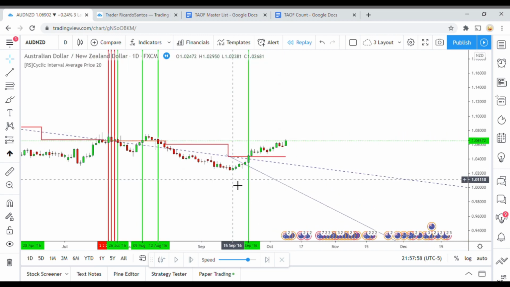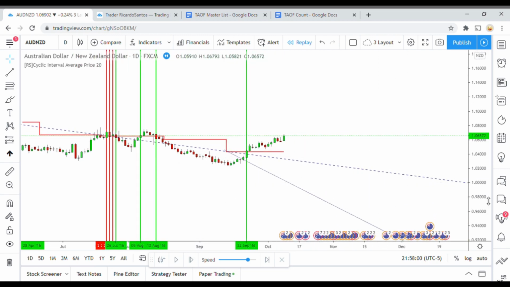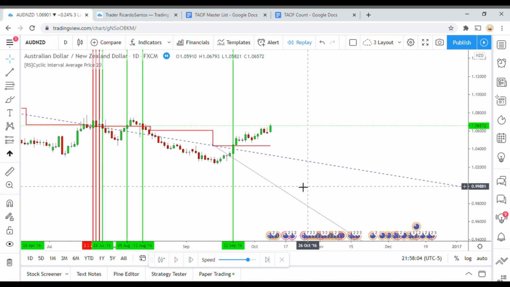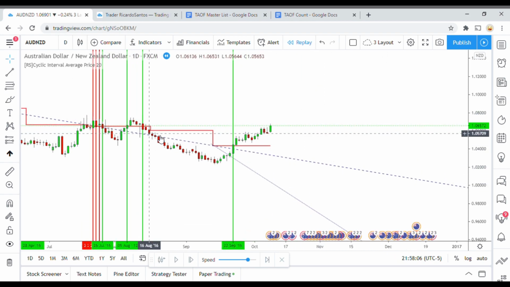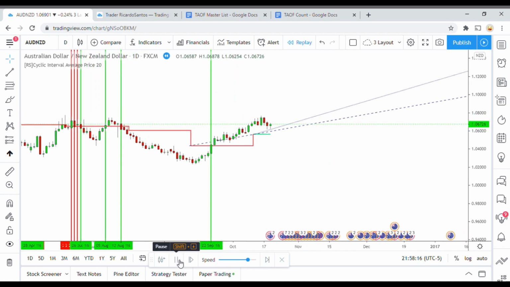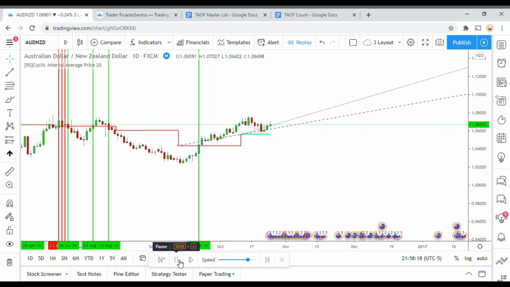This might be something for all of you viewers out there. Throw it on your screen and play around with these lines and see if we can pinpoint any way to use this as a support and resistance style line, a sloped line.